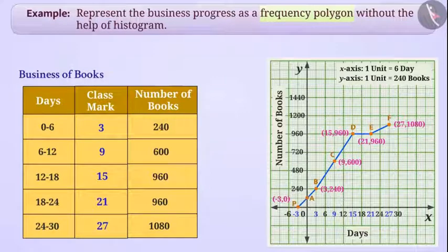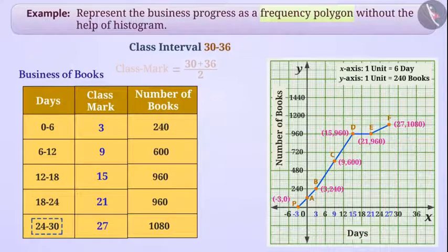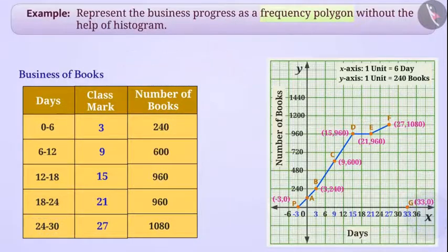Similarly, suppose that even after the class interval 24 to 30, the class interval with zero frequency is 30 to 36, whose class mark is 33, which we will represent as G (33, 0) on x-axis. Now, we will connect point F and point G by line segment.